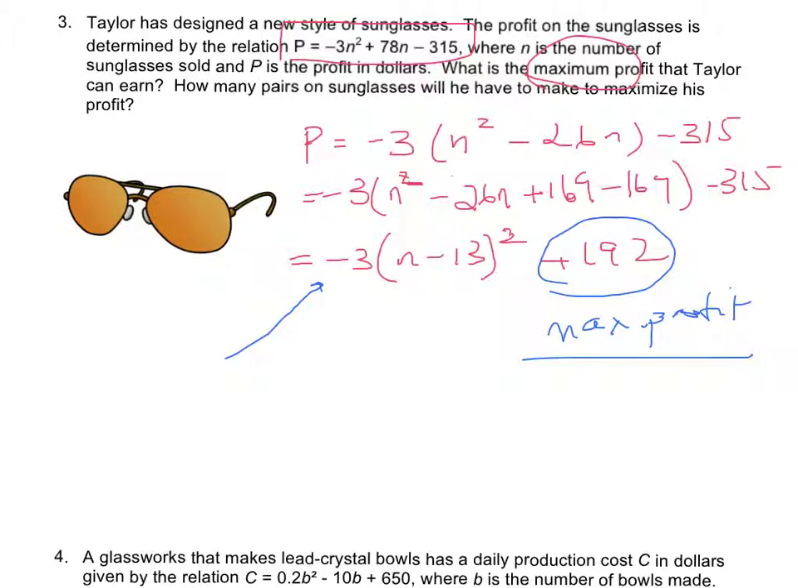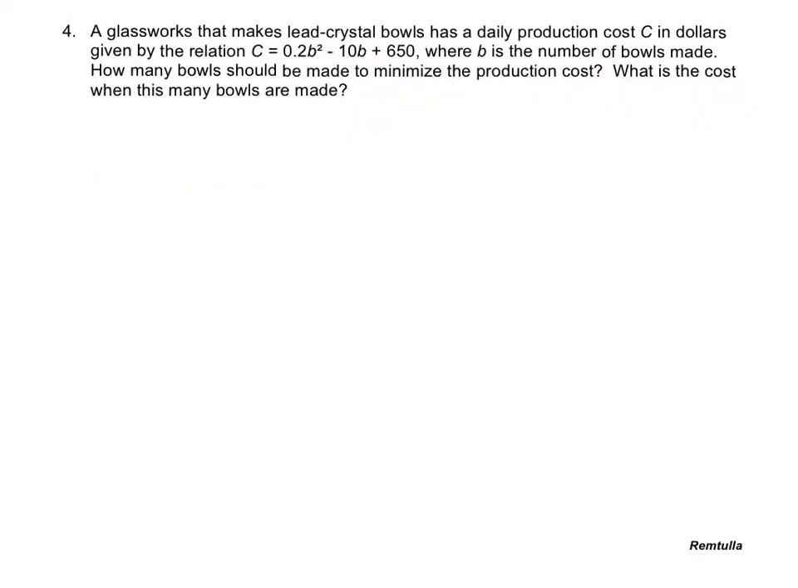When does it happen? So how many pairs of sunglasses does he need to sell? Well, here we know that n minus 13 is equal to 0, so n is equal to 13. So Taylor has to sell 13 pairs of sunglasses to make a maximum profit of $192. Please make sure that because it's a word problem, you write yourself a therefore statement at the end.